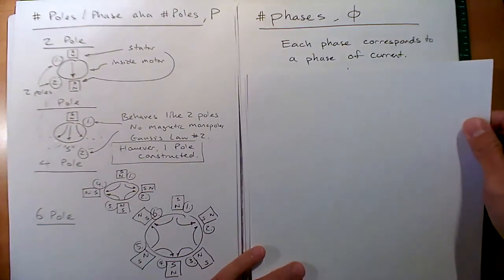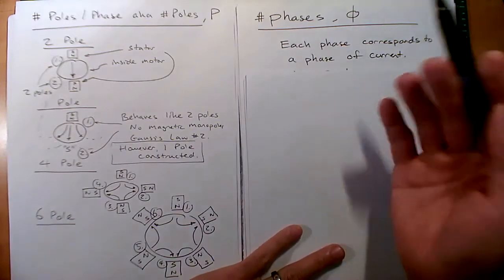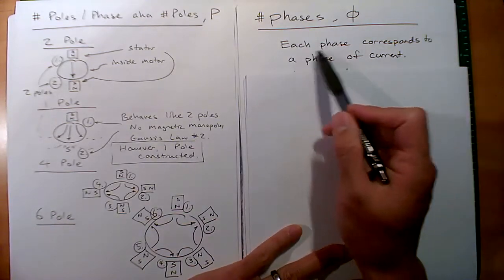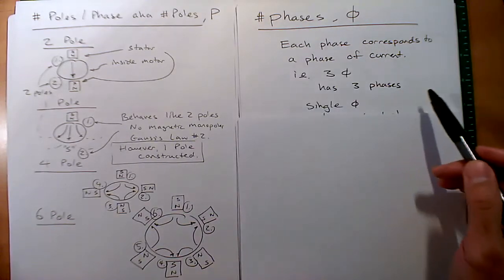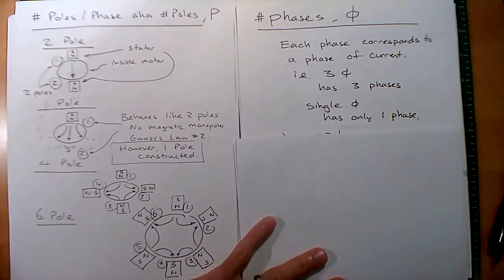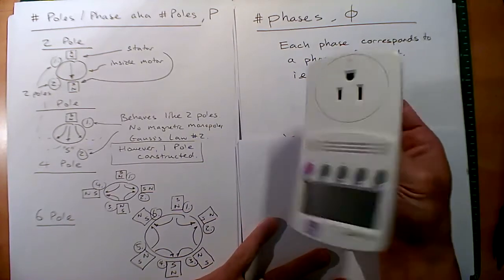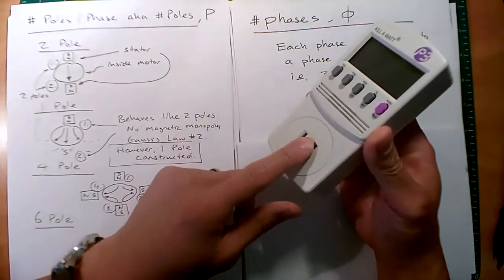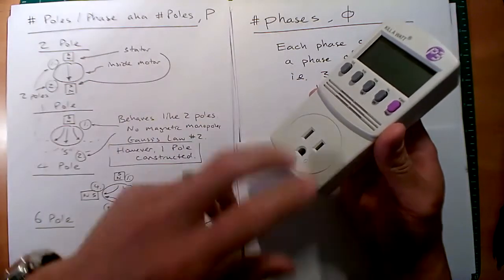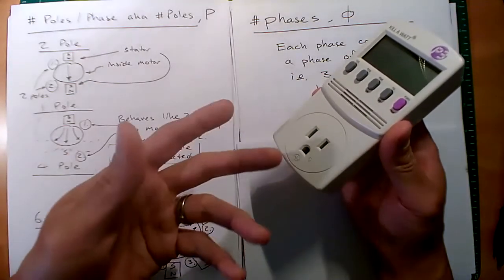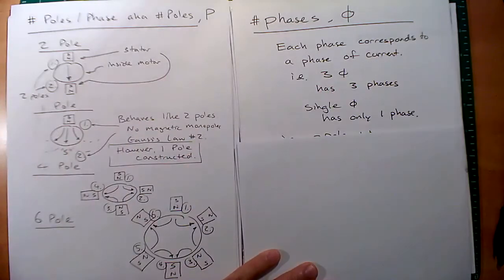So the phases, what does the phase mean? Well, we're already exposed to three phases. Each phase corresponds to a phase of current. A single phase has only one phase. So what's coming out of your wall is in fact single phase AC current. Whereas when you get three of these offset by 120 degrees, you have balanced three-phase.